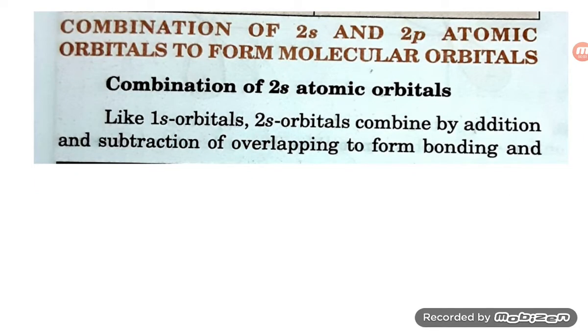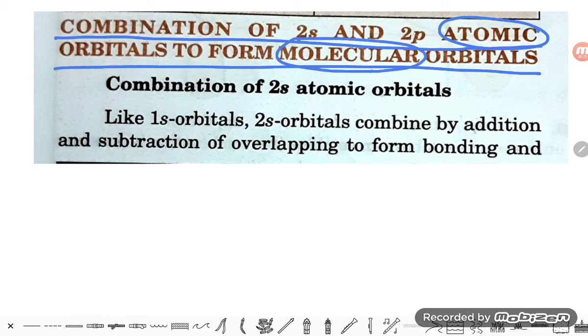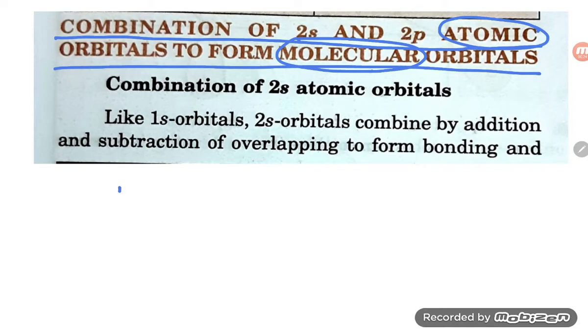Hello students. Now let us try to understand the combination of atomic orbitals to form molecular orbitals. For example, we are taking a combination of 2s and 2p atomic orbitals to form the molecular orbital. So dear students, how will we do the combination? By the LCAO method.